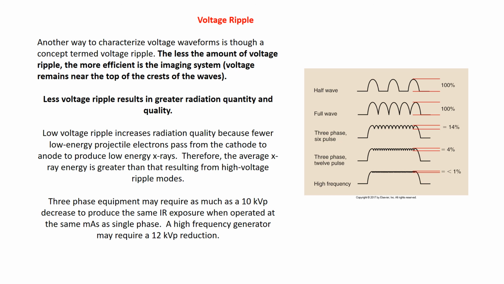So the last statement on this slide: three-phase equipment may require as much as a 10 kVp decrease to produce the same IR exposure when operated at the same mAs as single phase. And with a high frequency generator, you could decrease your kilovoltage by 12. Why? Once again, as you're going from single phase to three phase, the equipment with three phase is much more efficient. It's giving you a higher quality beam, higher quantity of photons.